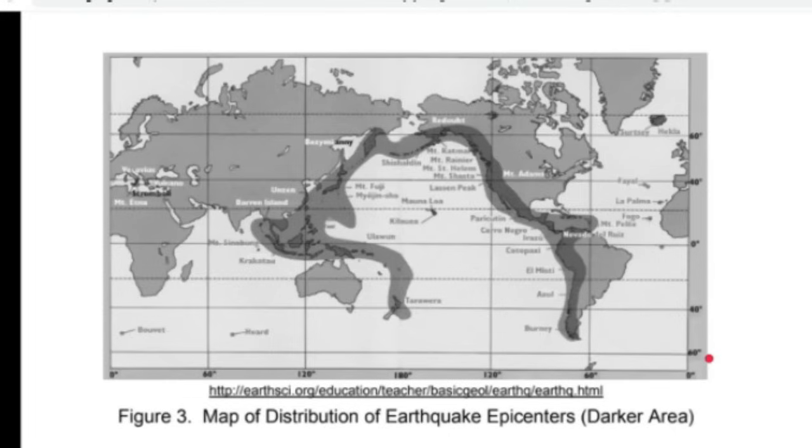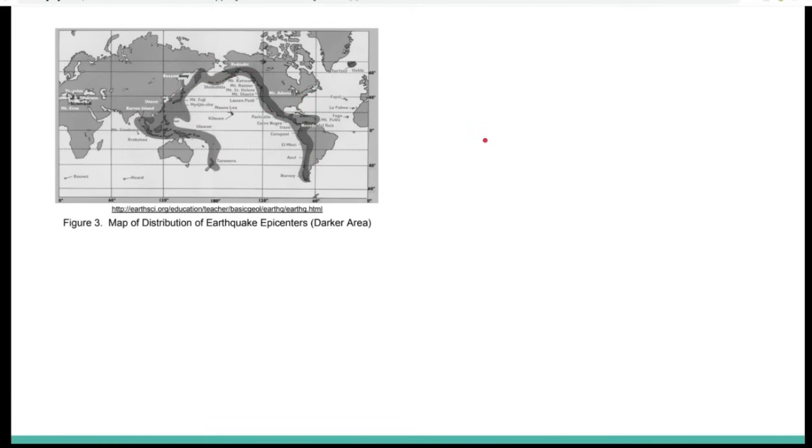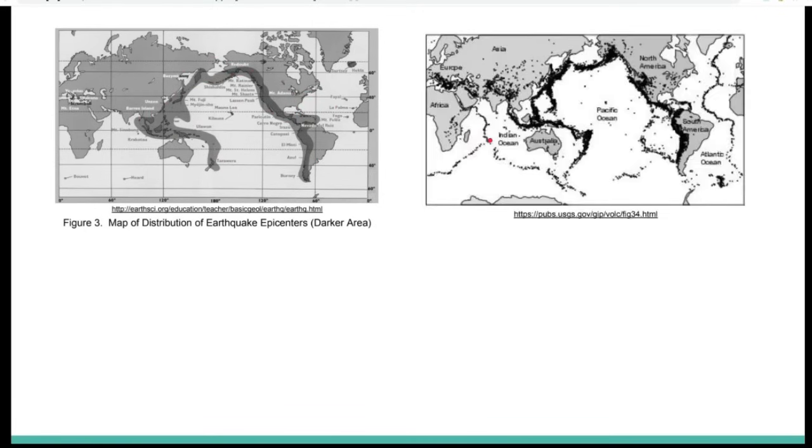The first one is the map of distribution of earthquake epicenters, which are shown in the darker areas. So this means that these darker areas represent areas where most of the earthquakes occur. So of course, other areas would also have earthquakes, but then most of the earthquakes would happen in this dark area. Next, we also have the map of volcanic activities.